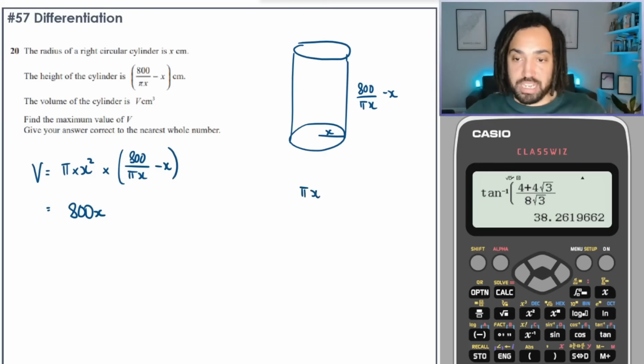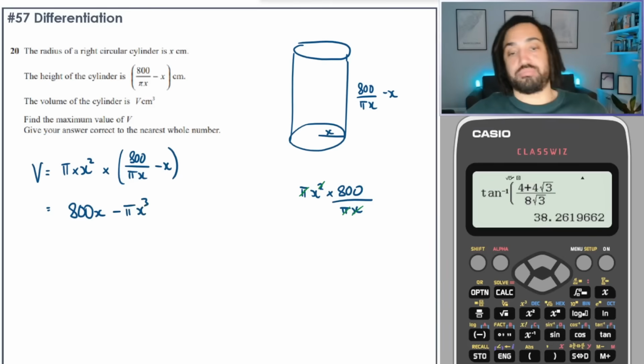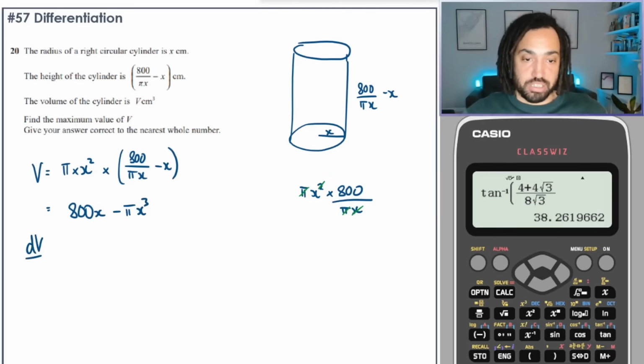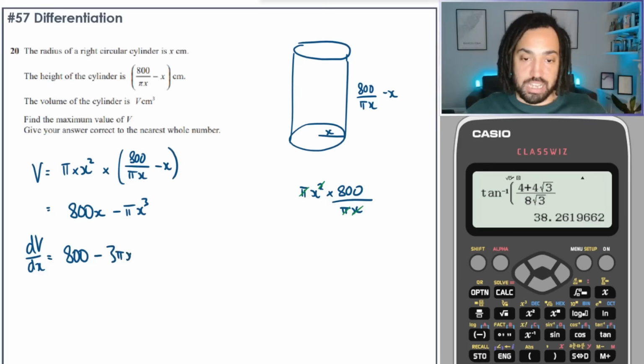Again, because we get pi x squared times 800 over pi x, the pi's cancel, and x squared cancels with x to just leave an x on top. And then the other term will be just pi x cubed. Now to maximise, we need to differentiate. So dV by dx is going to be 800, because 800x differentiates to 800, and this will differentiate to 3 pi x squared.